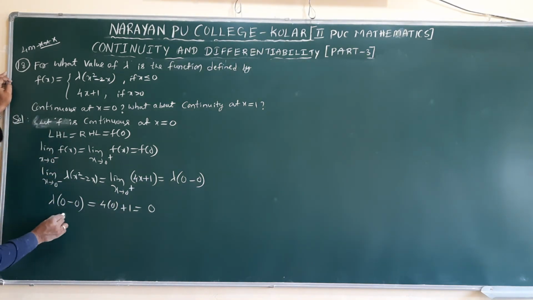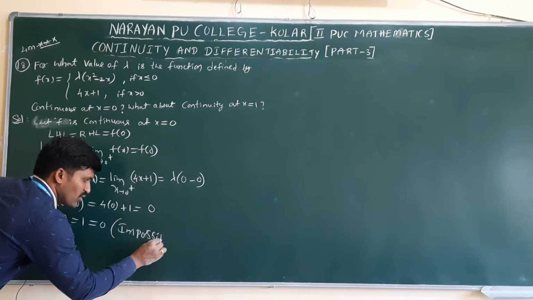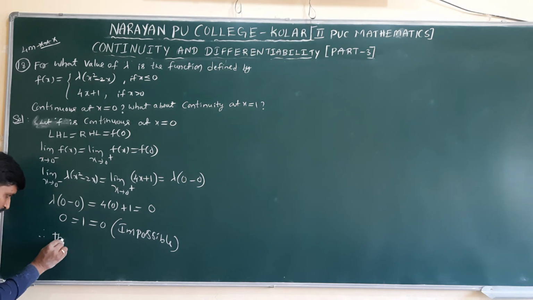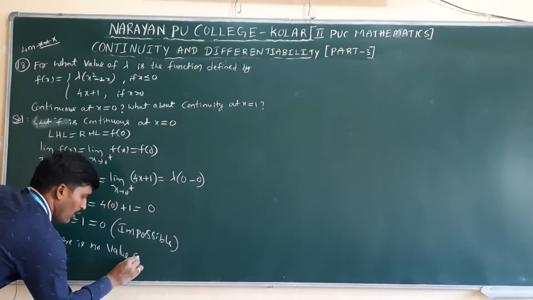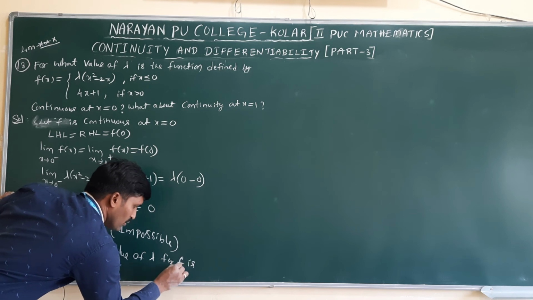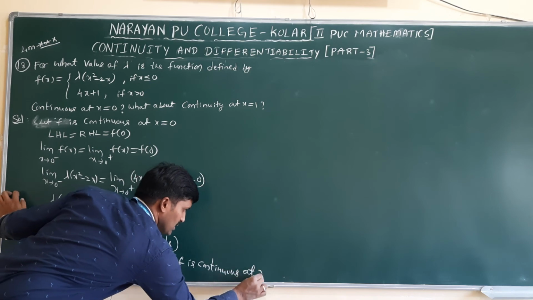0 minus 0 is 0, 0 into lambda is 0. So 0 equal to 1 equal to 0. Is this possible? It is impossible. 0 and 1 are never equal. That's why lambda has completely vanished from the condition. That means there is no value of lambda for which f is continuous at x equal to 0. Therefore, there is no value of lambda for which f is continuous at x equal to 0.